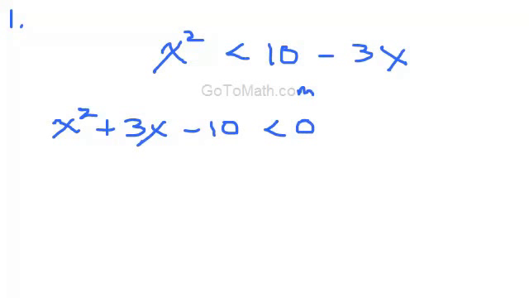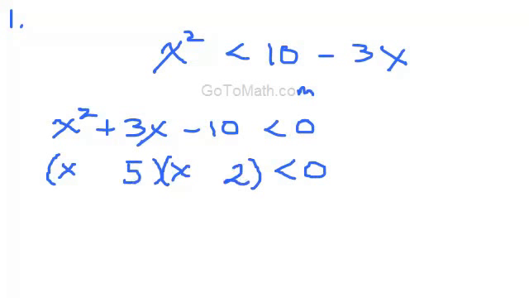Okay, so let's go ahead and factor this. This is a pretty easy one here. We'll set it up like this at first. Two numbers multiplied together give us negative 10, and when we add them, we get 3. So what about 5 and 2? We know that 2 times 5 is 10, and we know that 5 minus 2 is positive 3. So let's put a plus sign here and a minus sign right here.